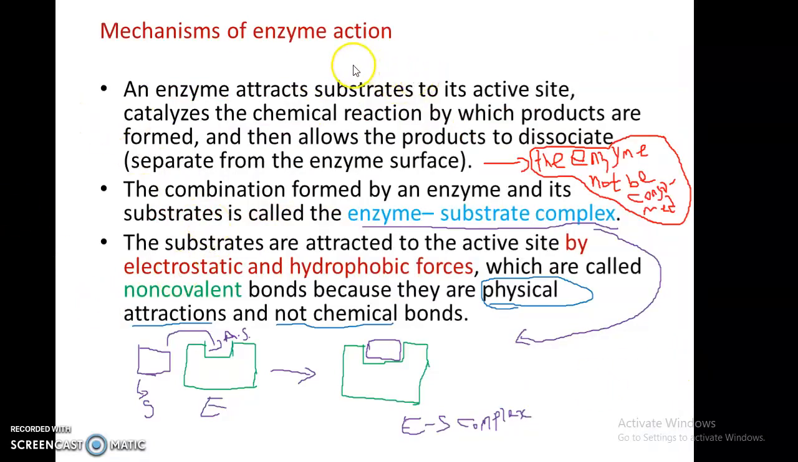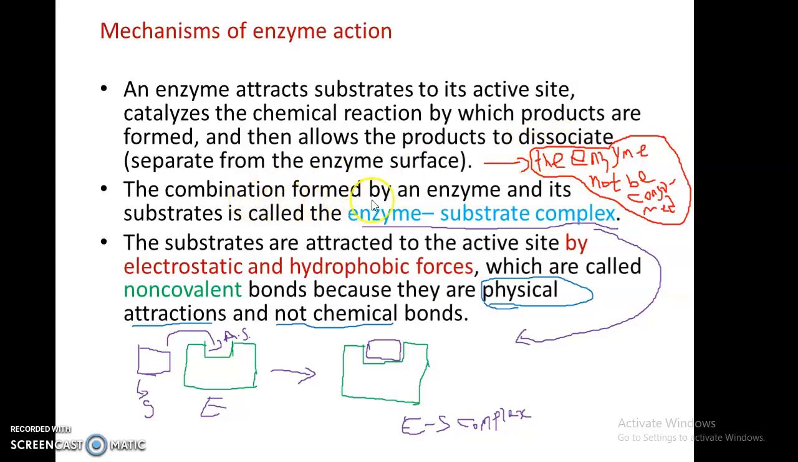Mechanisms of enzyme action. An enzyme attracts substrates to its active site, catalyzes the chemical reaction by which products are formed, and then allows the products to dissociate or separate from the enzyme surface. This is a very important property of enzymes, that the enzymes will not be consumed in the process. They release the products and then they will be free, ready for the next process.